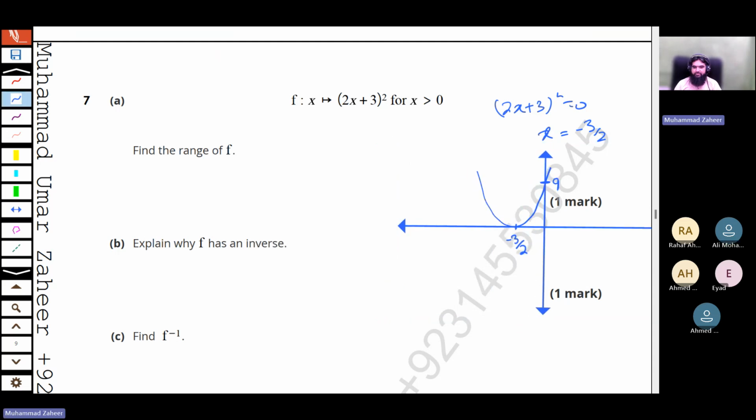Greater than or equal to 0 is not required. So the domain is greater than or equal to 0. Sorry, range. He is talking about range. Yes, yes. It is a restricted domain here. You have to take the values for x greater than 0. So what is the range? x is greater than 3.